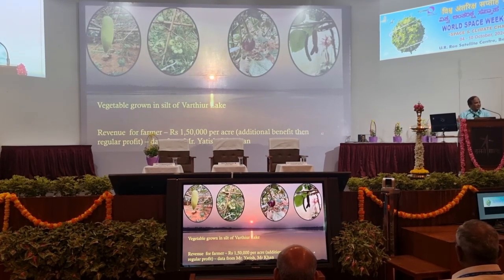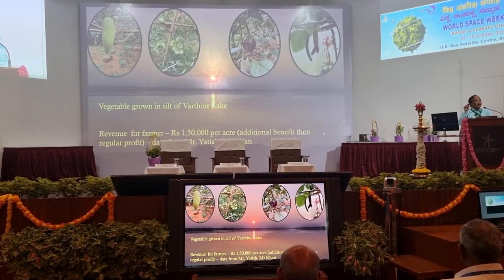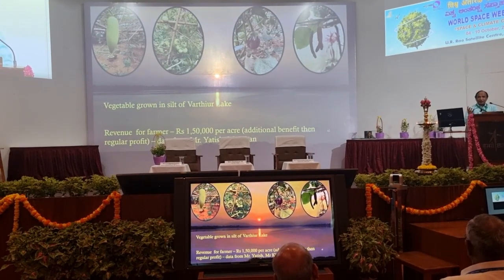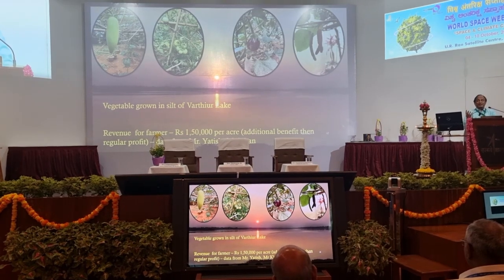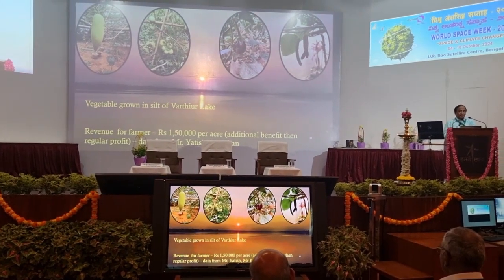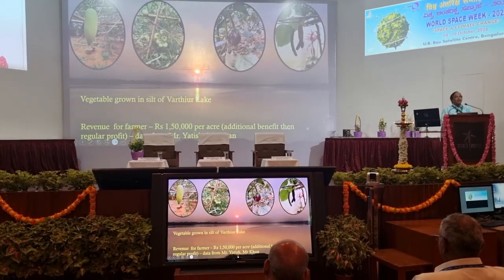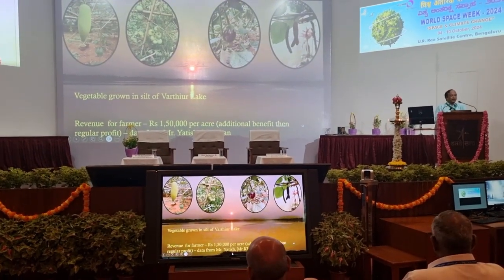1.5 lakh into 3 per acre is the worth of the silt. That is because it had nutrients, there was no need for fertilizer. Nutrient rich silt. So you can go and talk to Yatish or Mr. Khan in that area, they will confirm what I have been talking about.